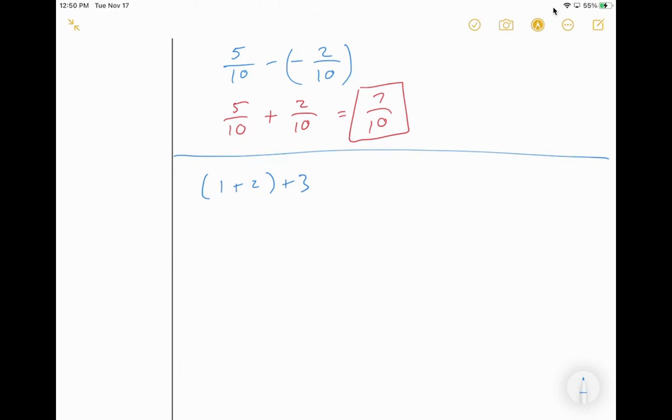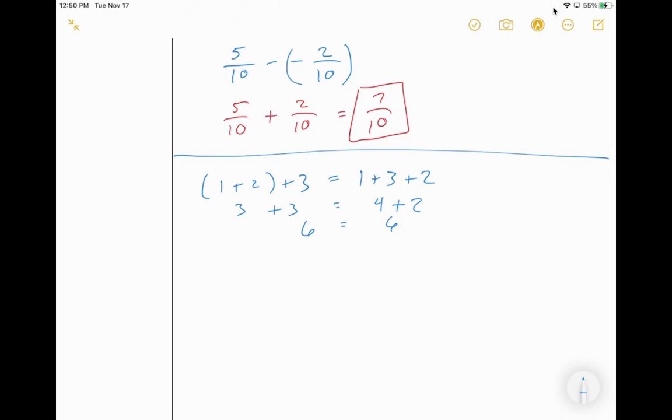But let me ask you this. Is this the same as 1 plus 3 plus 2? Are those the same? Yeah, right? They both get 6 at the end, right? 1 plus 2 is 3. 3 plus 3 is equal to 6. Or 1 plus 3 is 4. 4 plus 2 is still equal to 6. You get 6 no matter what.